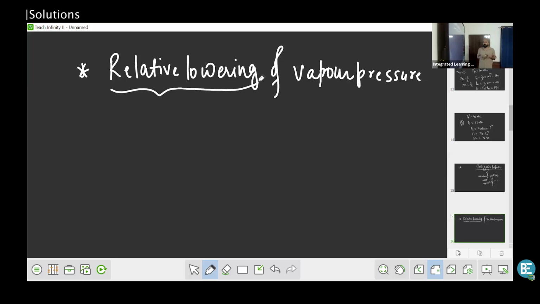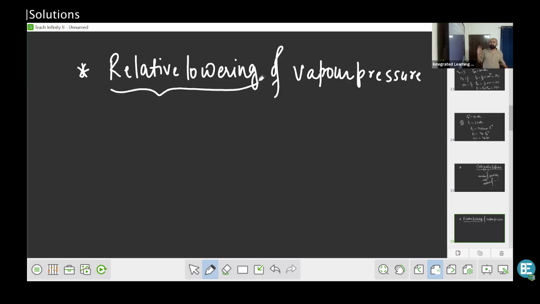Is vapor pressure a colligative property? No. What is the colligative property that is written there? You don't have to alter a single word. You won't say that lowering of vapor pressure is a colligative property. Colligative property is relative lowering of vapor pressure. Neither is the vapor pressure a colligative property.